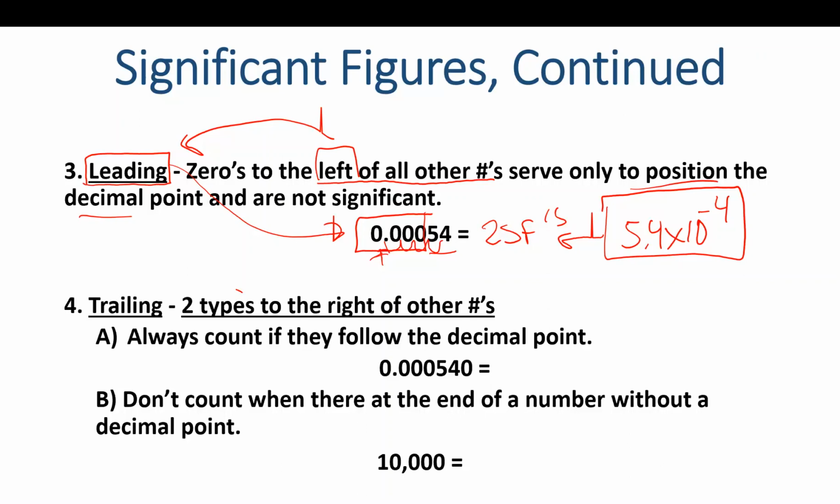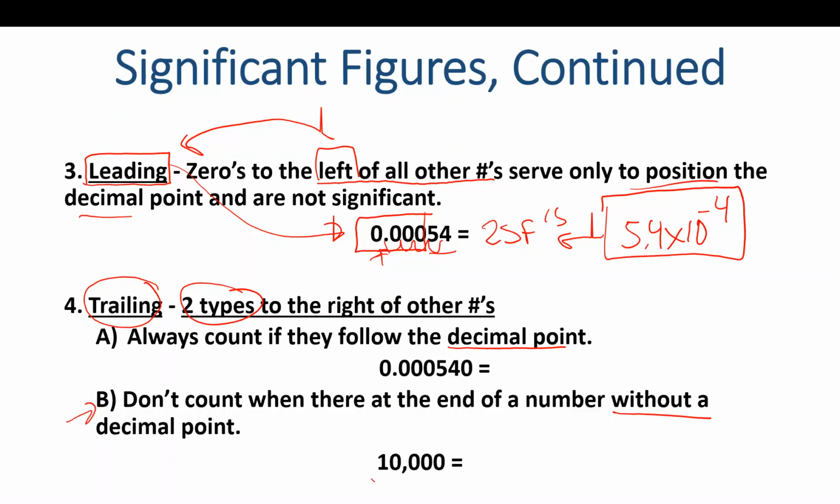So really the hardest example for significant figure rules are the trailing zeros. The trailing zeros is tricky because really there's 2 types of trailing zeros, okay? So trailing zeros, right, I'm going to circle those. There's 2 types. There's ones when there are decimal points, and there's ones without a decimal point, okay? So I'm going to actually go out of order and do B first. And this one I think is easier.